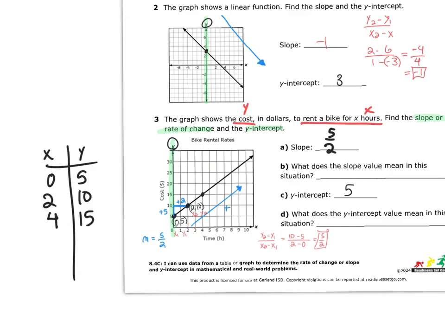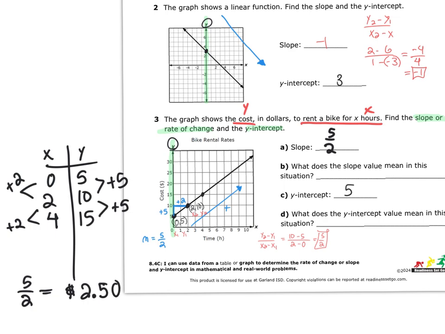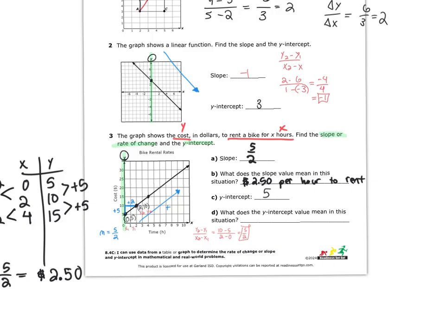And what I can see here is that when the amount of time that I rented it increases 2 hours, the cost to rent it increases $5. So this 5 over 2 that I found, 5 divided by 2 is 2.5. It costs me $2.50 per hour to ride this bicycle. That's how much it costs for each hour.